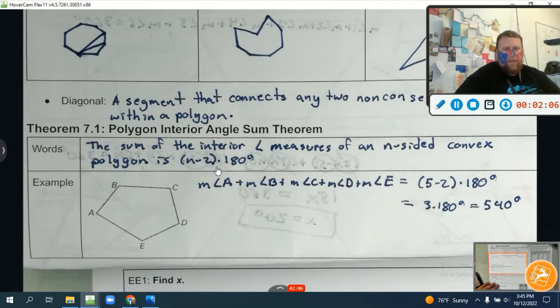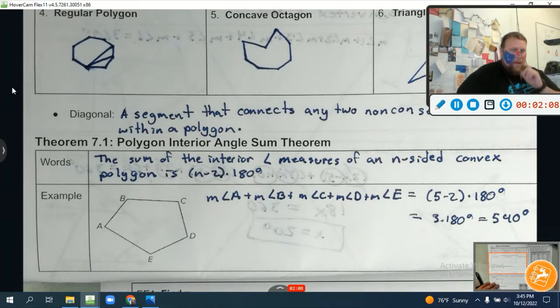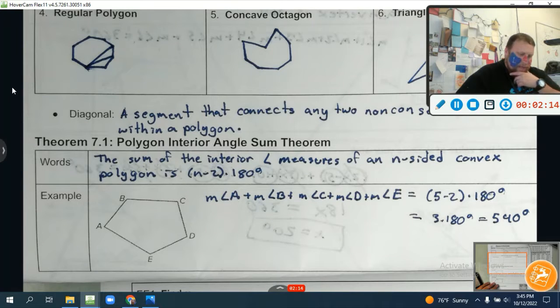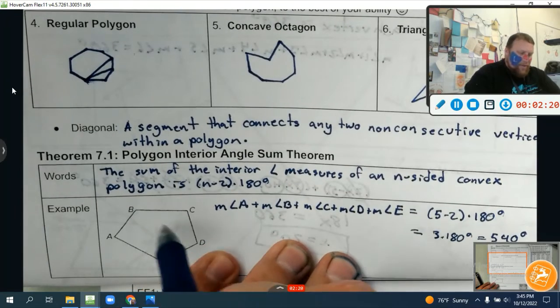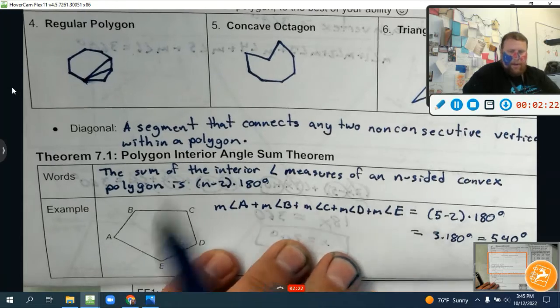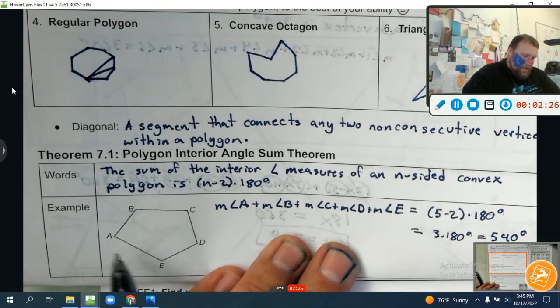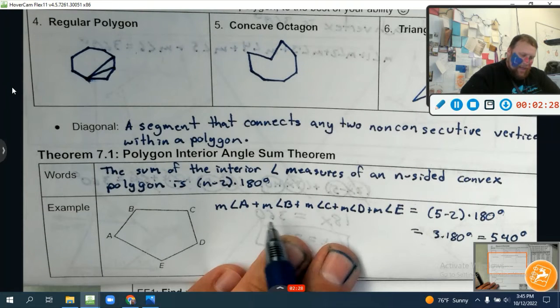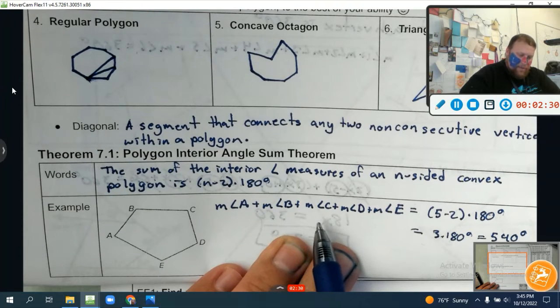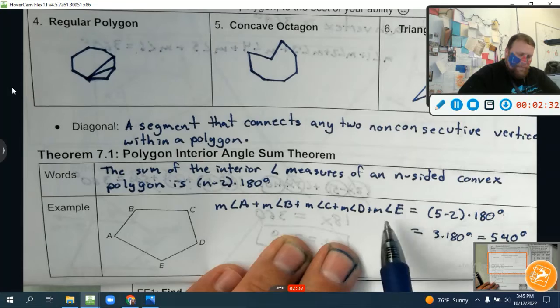Now let's talk about Theorem 7.1. Theorem 7.1 says the sum of the interior angle measures of an n-sided convex polygon is n minus 2 times 180 degrees. So if you want to know what the angles add up to inside of a polygon, then we can say this one for vertices A, B, C, D, E, the measure of angle A plus the measure of angle B plus the measure of angle C plus the measure of angle D plus the measure of angle E.